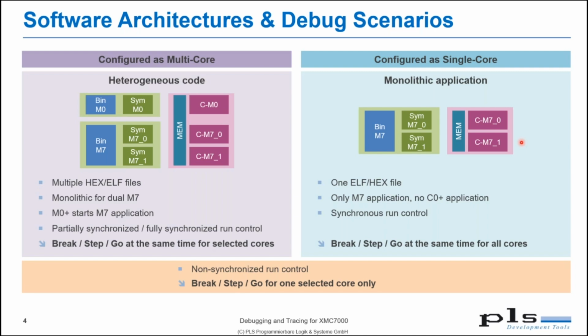So as a result, we have two different types of software partitioning. One is the heterogeneous one, where we have two binaries, one for the HSM and one for the main cores. And in the single core configuration, we have a monolithic application where we have only one binary that contains the code for the Cortex M7 main cores.